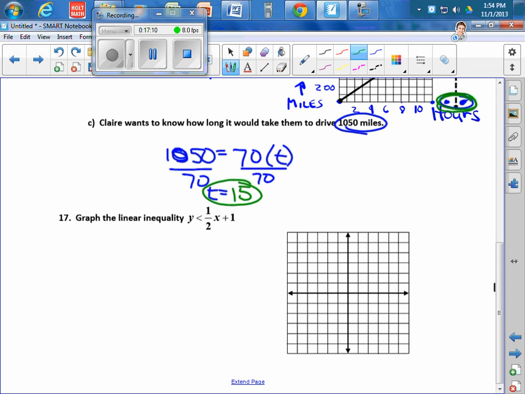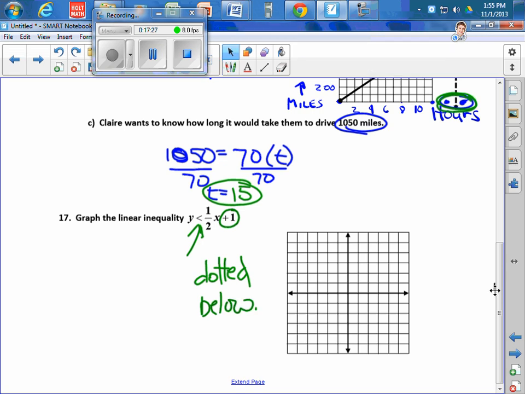In number 17, we're going to go to positive. Now, this is an inequality, so remember, it's either going to be dotted or solid. This is going to be dotted. We're going to be shading above or below. It says less than, so we're going to be shading below. So graphing the line, we go to positive 1 on the y-axis. We're going to rise 1, run 2, and here's our line. Make your dotted line.